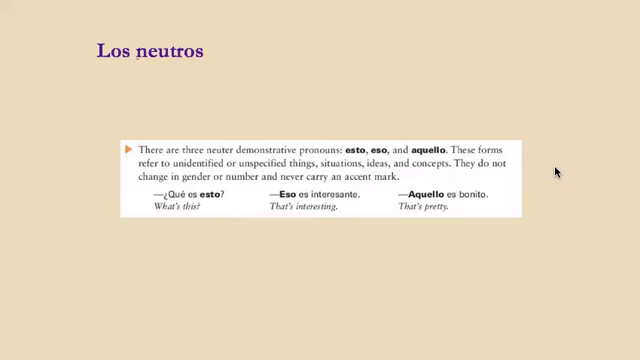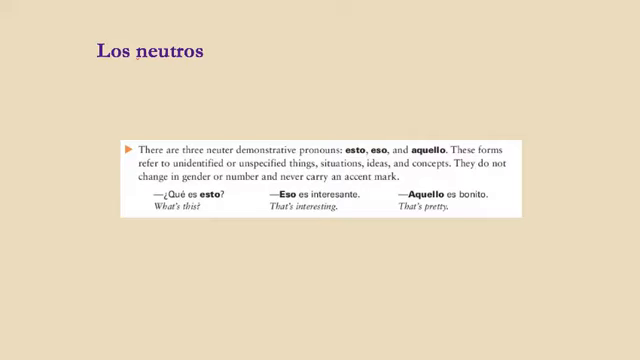We also have los neutros. There are three neuter demonstrative pronouns, esto, eso, and aquello. These refer to unidentified or unspecified things, situations, ideas, and concepts. They do not change in gender or number and never carry an accent mark, which makes them easy. You'll hear them in conversation a lot and wonder what people mean by them, but it just means this abstract idea.